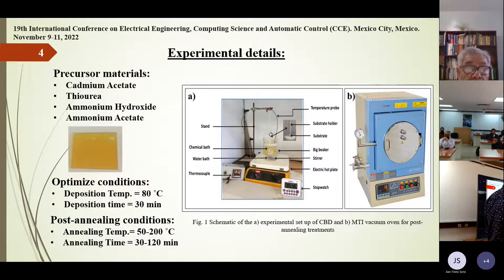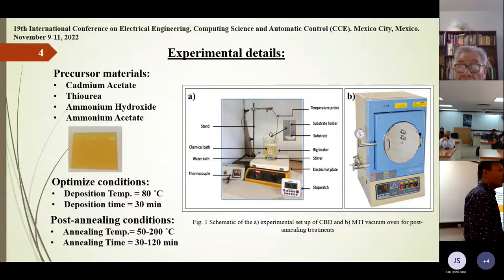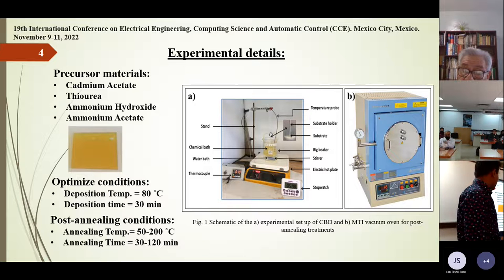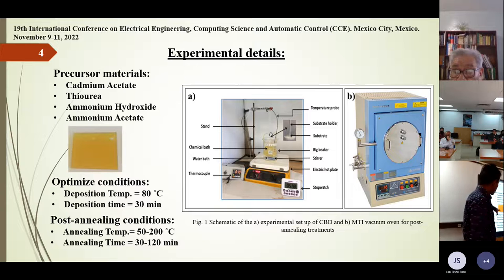Here I'll show you the figure of the chemical bath deposition setup which we use in our laboratory. We put the substrates vertically, and we deposit the CdS material on them. For the precursors, we use cadmium acetate as the cadmium source, thiourea as the sulfur source, ammonium hydroxide as a complexing agent, and ammonium acetate as a catalytic agent. You can see the figure here. This one is what we deposited in our laboratory, the CdS without annealing.